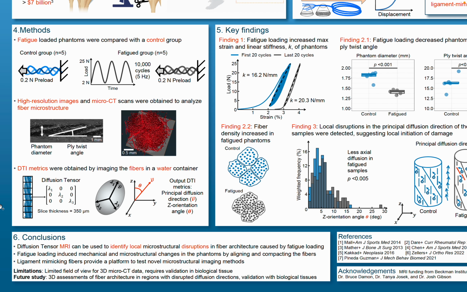Hence, from this data, we conclude that diffusion tensor MRI and the principal diffusion direction that we measure from it can be used to identify local microstructural disruptions in fiber architecture that are caused by fatigue loading. This has very important implications because we can use DTI as a measure to characterize damage in knee ligaments non-invasively.